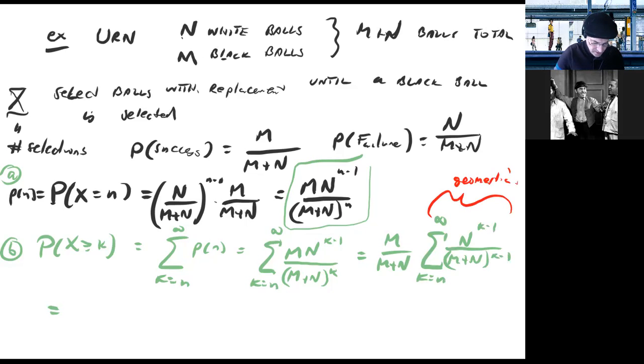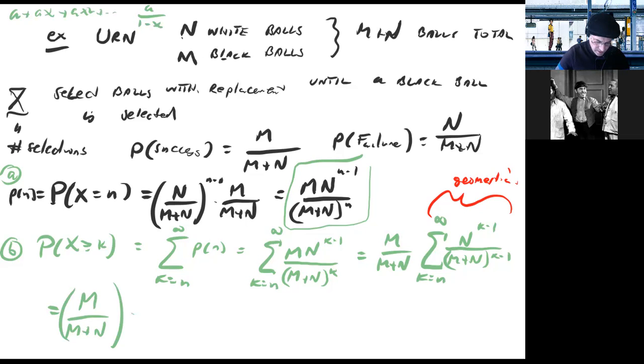Which starts off when K is N, but the K minus 1 is here. So let me rewrite this, and you'll see that this is the same as M over M plus N times, okay, so remember the sum of a geometric series A plus AX plus AX squared, etc., is A over 1 minus X. So this is going to be M over M plus N.